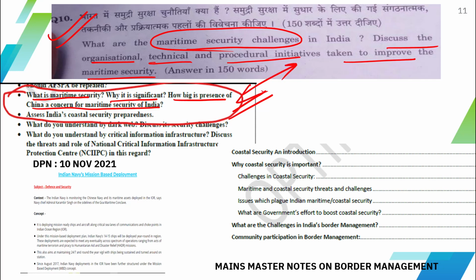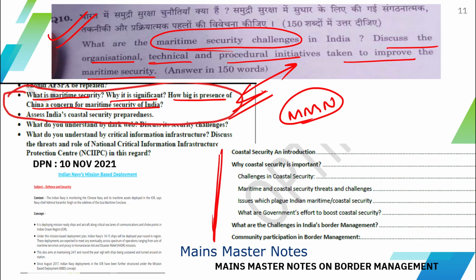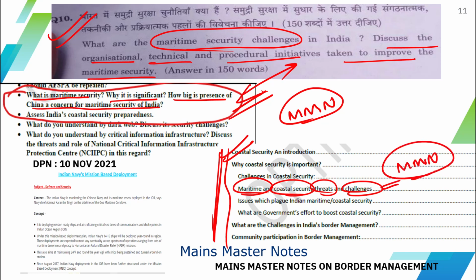However, if you have been following my mains master notes, this is the mains master note on border management. I have given, you can see here, maritime and coastal security threats and challenges. You can see here what the maritime security challenges are, directly from the mains master note, static part. Directly from the mains master notes, you can go and answer it.